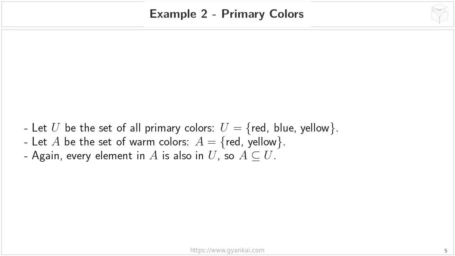If you look closely, red is in both A and U, and yellow is also in both A and U. Therefore, every element in A is also found within U. This confirms that A is indeed a subset of U, and we write this mathematically as A is a subset of U. So, A is contained entirely within our universal set, U, just like we discussed in the previous slides.